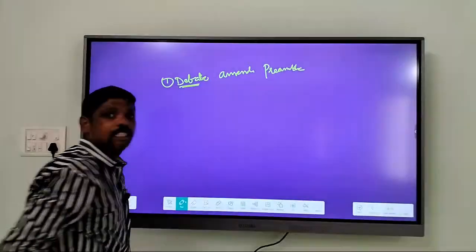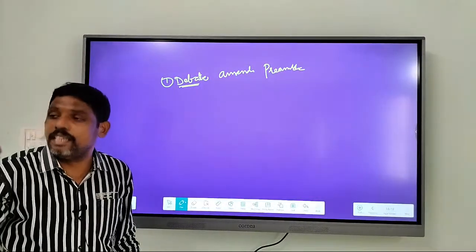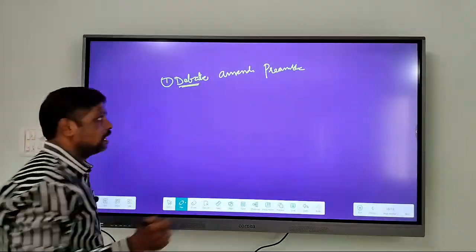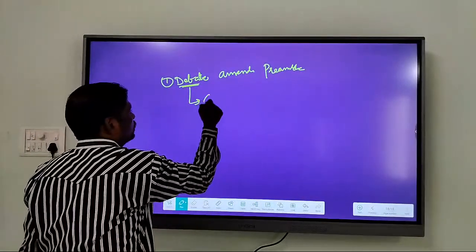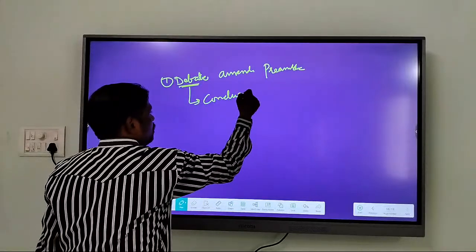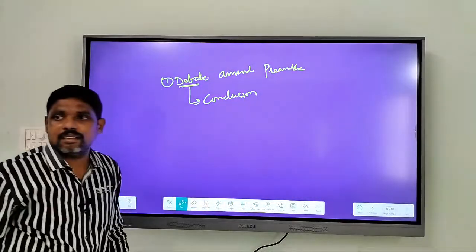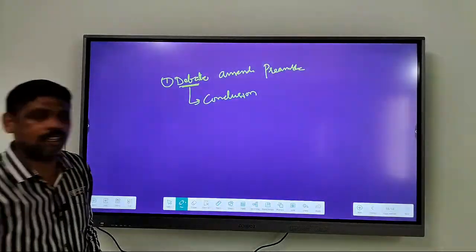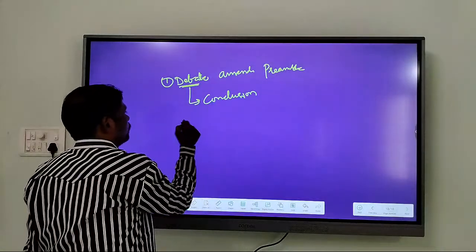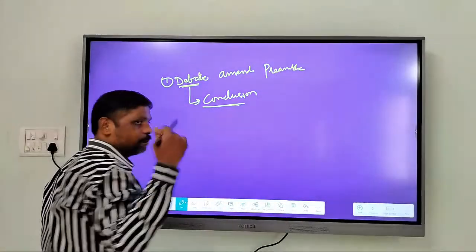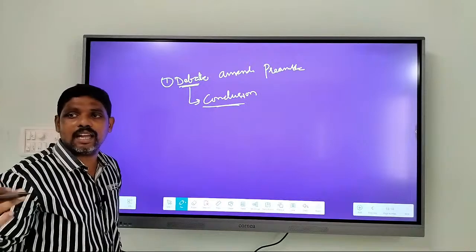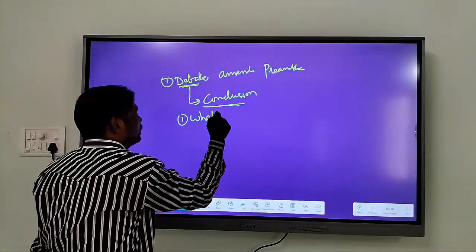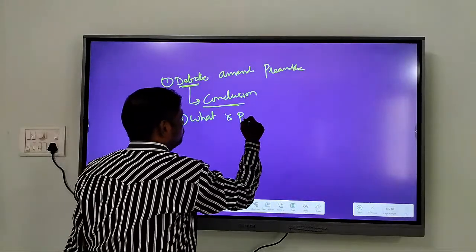So as it is a debate, your answer should have a conclusion. So what is the conclusion for this question? Whether it can be amended or not? It can be amended. Alright. So the conclusion should be that the preamble of Indian Constitution can be amended. Alright. First of all, your first part of the answer, what is preamble?